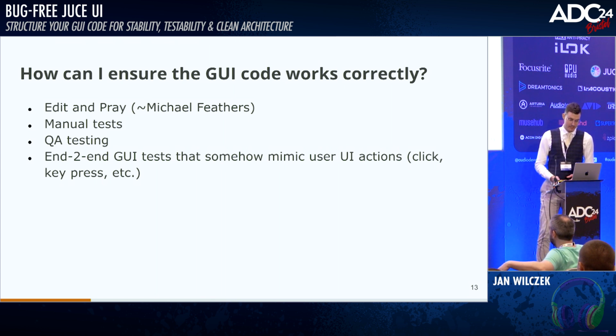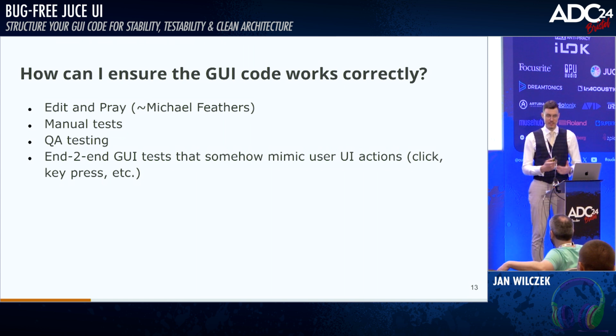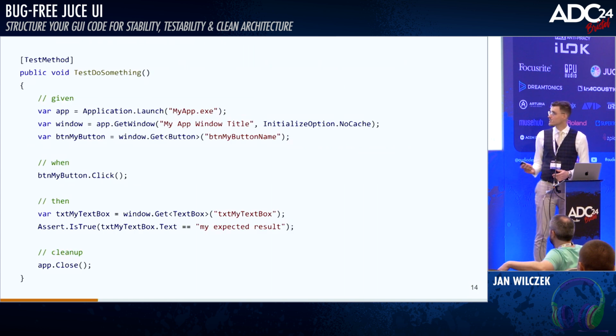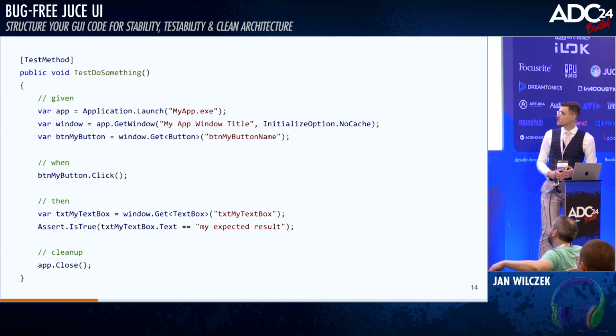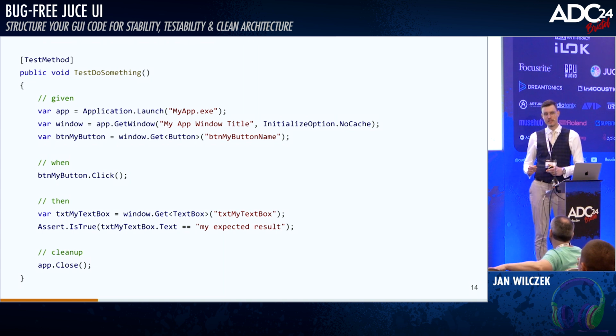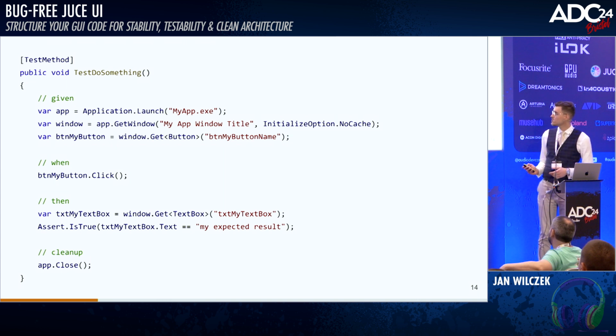And then we can have these end-to-end GUI tests that somehow mimic user actions. And this is a very interesting approach. This is an example from the Windows Presentation Foundation GUI framework. In this end-to-end GUI test approach, we write some code. We use a specialized testing framework, and we write code that somehow mimics user actions. And here you can see it in action. We launch the application, we get the window, we find a button, we click the button, and then we can assert if the content of some text box changed.